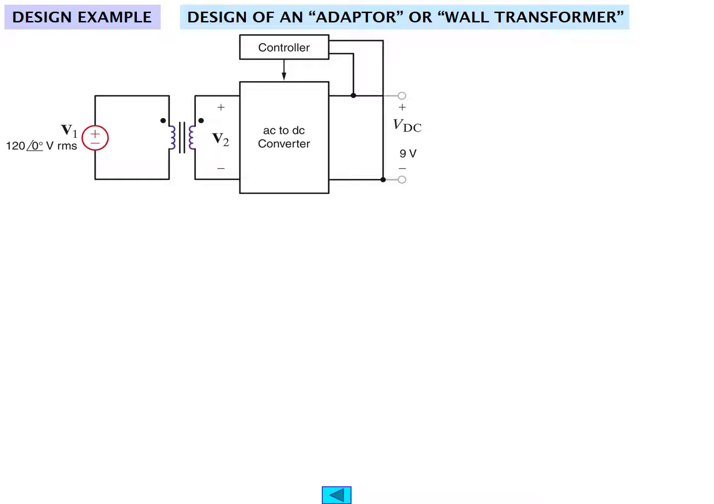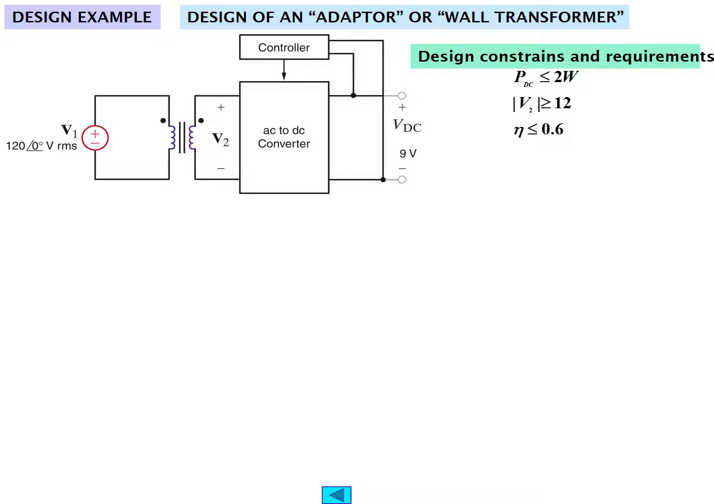This is the design of an adapter or wall transformer for consumer applications. We have a voltage source V1 at 100 angle 0 volts RMS, secondary circuit producing V2 volts, an AC to DC converter whose output is nominally 9 volts, but there is a controller that monitors the output and provides a feedback signal, hopefully keeping it about 9 volts. Our design constraints are that the power delivered by the DC output would be less than 2 watts. V2 is going to be greater than 12 or so, and eta, the efficiency, would be 0.6.